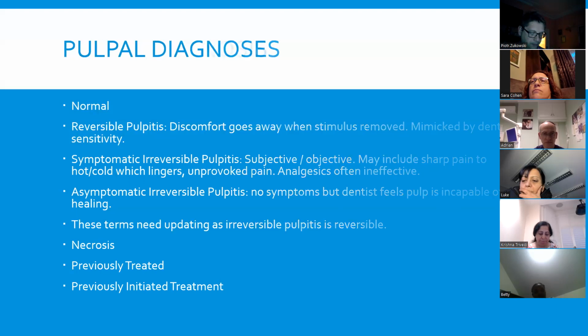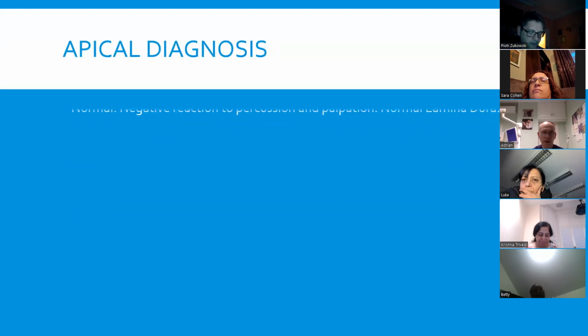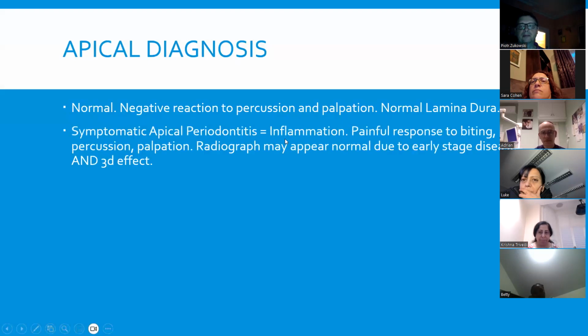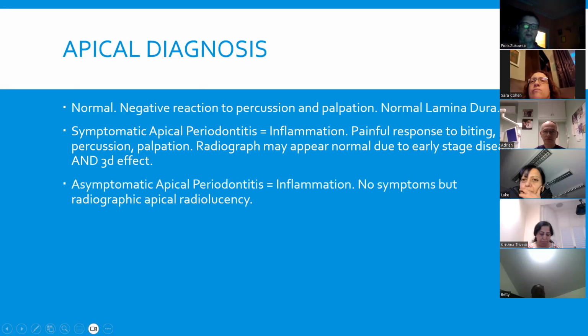So apical diagnoses. Normal, so negative reaction to palpation and percussion. And there is a normal lamina dura on the X-ray. So everything about it is normal. Symptomatic apical periodontitis. This is inflammation. It's a painful response to biting, percussion, palpation. The X-ray may appear normal due to the early stage disease and the 3D effect we spoke of a couple of minutes ago.